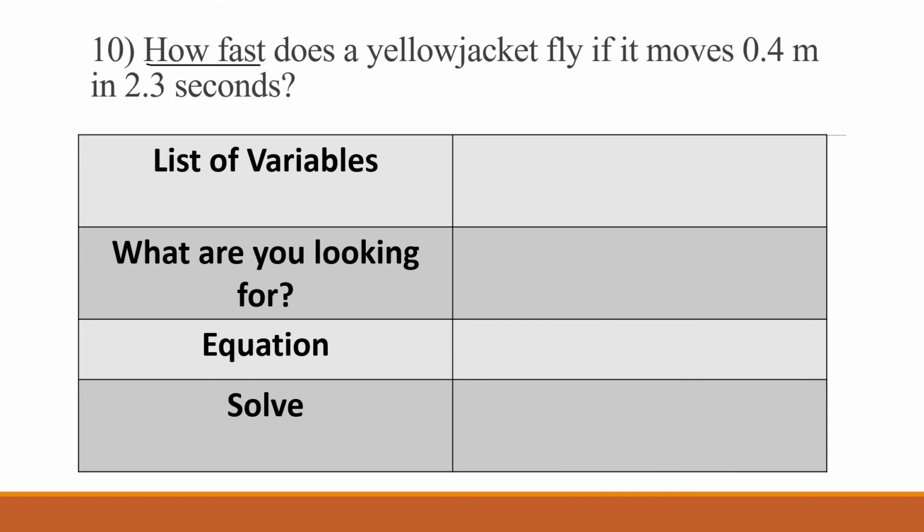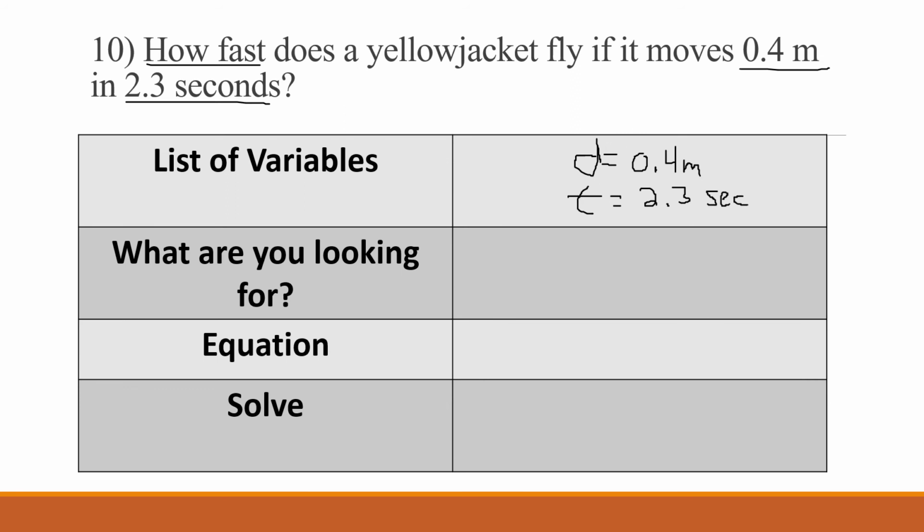How fast? Okay, we haven't done how fast in a minute. Speed or velocity? Don't know. How fast does a yellow jacket fly if it moves 0.4 meters? 0.4 meters. That's a distance. So I'm going to write distance equals 0.4 meters. How do I know that was a distance? From the list of variables. We've got to know our variables and units. 2.3 seconds. That's a time.